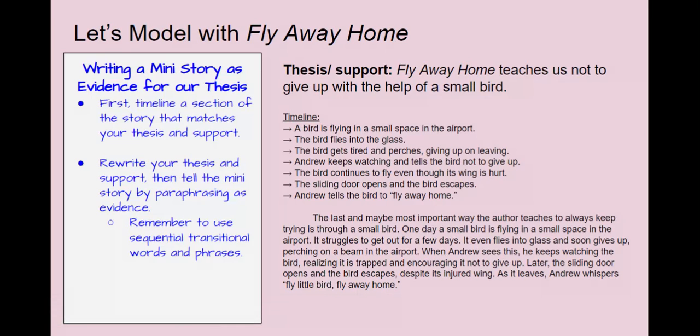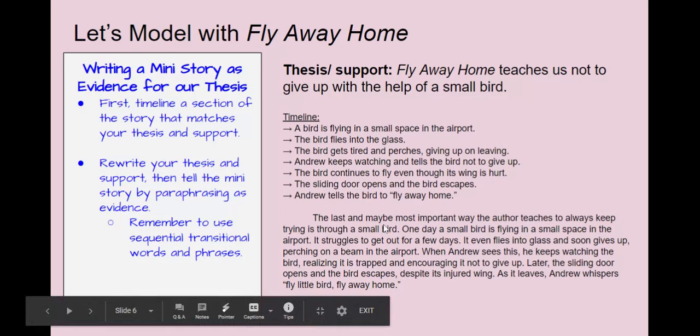So first, like we do for every body paragraph, we need to rewrite our thesis and support, and then we'll tell the mini story by paraphrasing as evidence. And we remember that's in our own words, and to use sequential transitional words and phrases like first, next, then. All right, so here we go. The last and maybe most important way the author teaches to always keep trying is through a small bird. So here's our thesis statement and the support of the small bird.